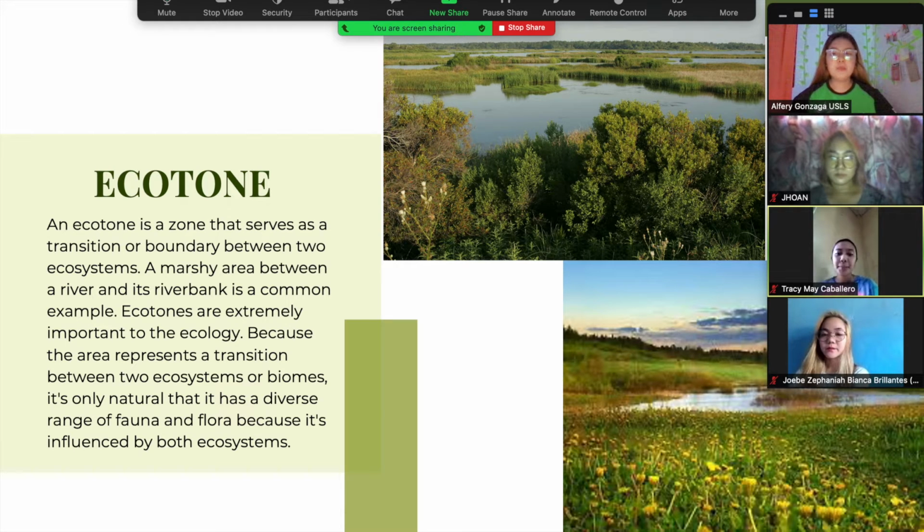Ecotones are extremely important to ecology because the area represents a transition between two ecosystems or biomes. It's only natural that it has a diverse range of fauna and flora because it's influenced by both ecosystems.